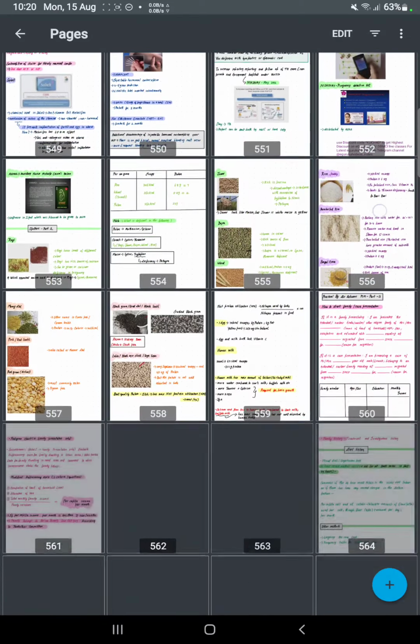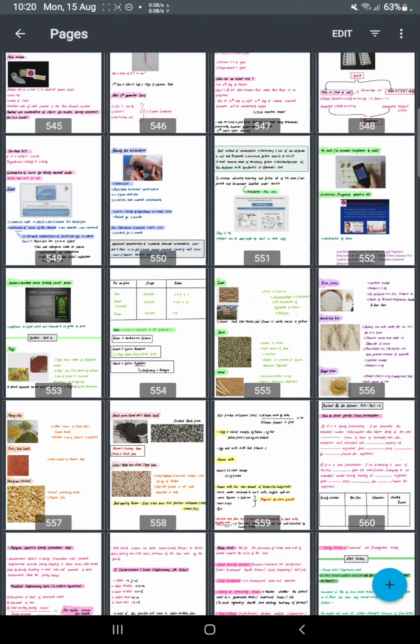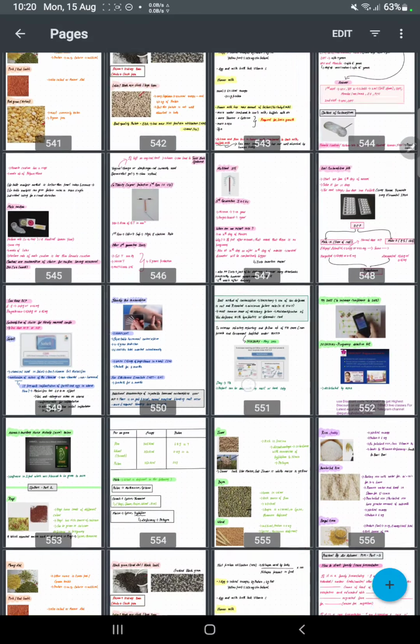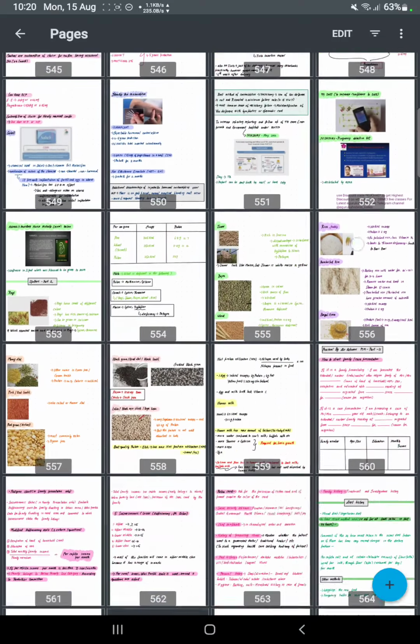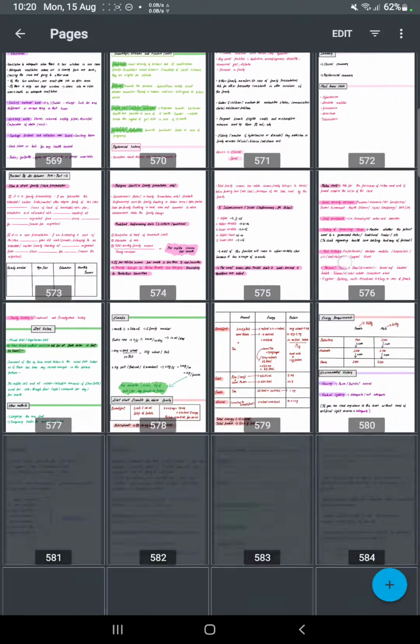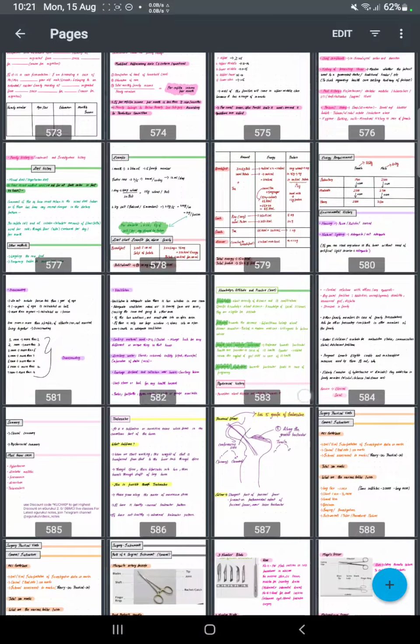Okay. This is the community medicine notes. Okay, the various milk, the various contraceptions, the things that are being used in the immunization schedule. All of these are being covered here.